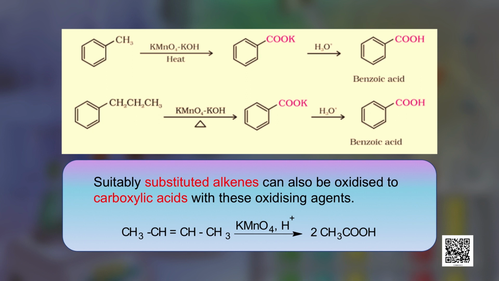Now, alkenes can also be converted to carboxylic acids. Suitably substituted alkenes can be oxidized to carboxylic acids with these oxidizing agents. Here you can see one reaction as an example.